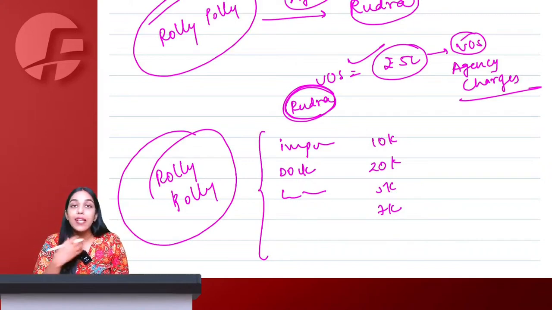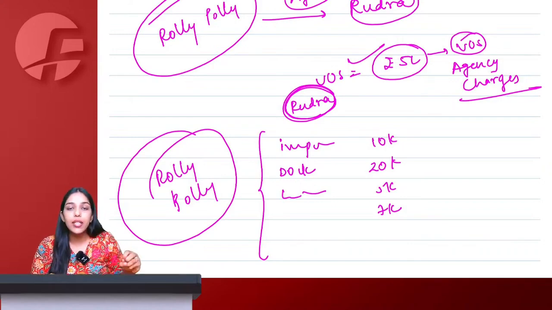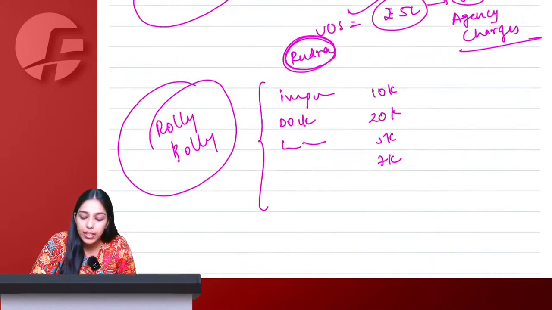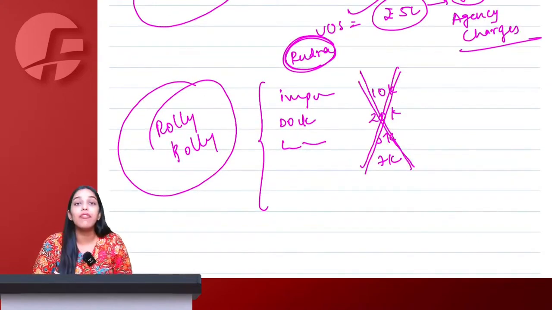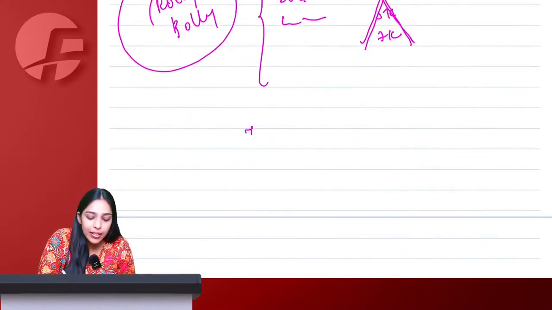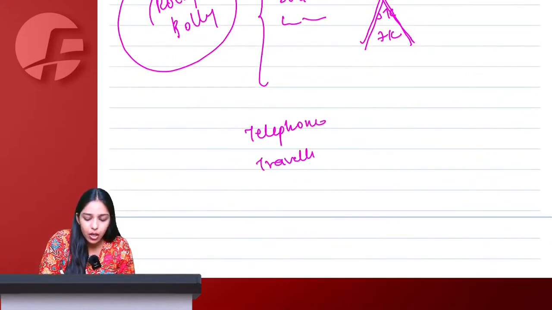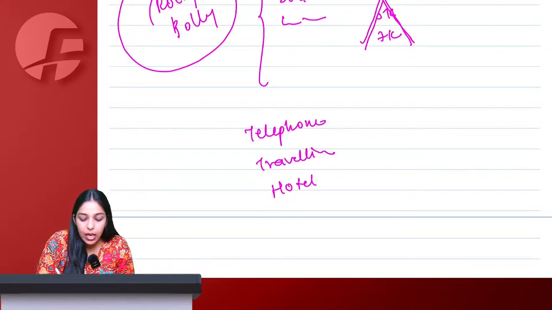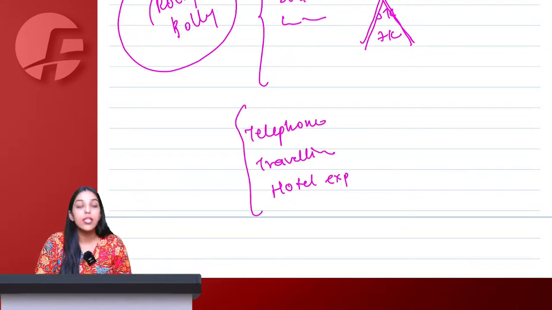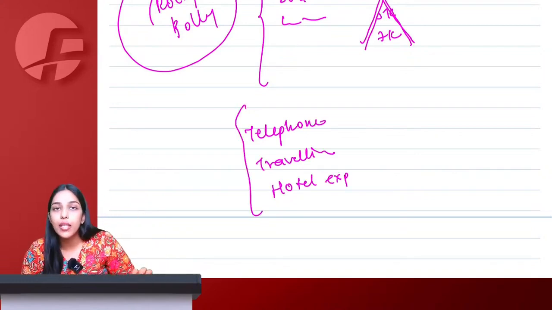And therefore, as a supplier, if I am incurring some expenses on behalf of my recipient and then I show them separately in my invoice and recover them on an actual basis, then these will not form part of my value of supply. But let's say there are some telephone charges, traveling charges, or hotel expenses. Now these are also incurred on an actual basis because I went to the port to get the machine cleared.